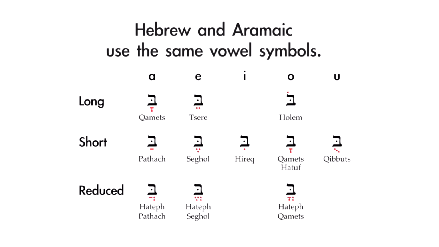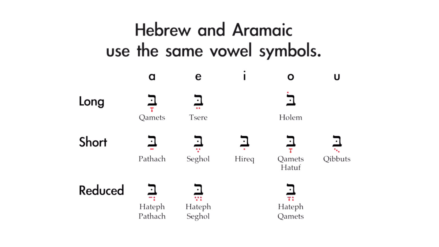Let's look at the long vowels. There's the kametz, the tsere, and the holem, the A, the E, and the O vowels. The short vowels are patach, segol, hiriq, kametz hatuf, and qibbuts. Finally, the reduced vowels are hatef patach, hatef segol, and hatef kametz. Before you move on from this particular chapter, you must have memorized the vowel symbol, the vowel name, and the pronunciation value for each symbol. If you're unfamiliar with the names or the sounds of any of the vowels, you need to go back and review. But hopefully this will be review for everybody.